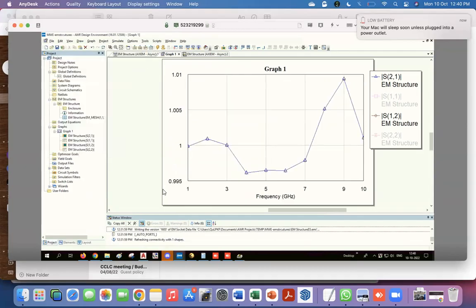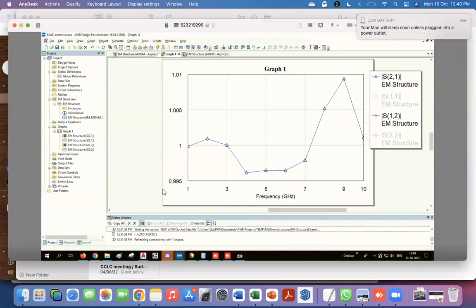So they are lying exactly on top of each other. Now, this again by definition is a property of any linear reciprocal network. We will look at these properties of S networks in one of the upcoming classes when we look at this whole network analysis in detail. But for a passive circuit like this, there is no difference between port 1 and port 2. So S21 and S12 will always be the same.